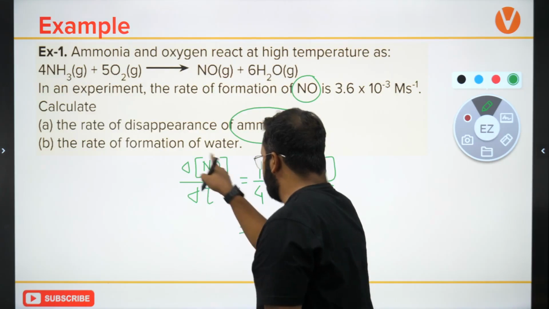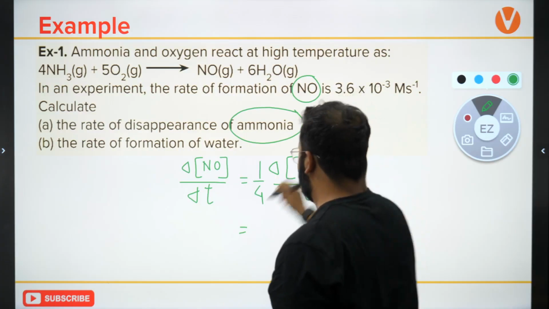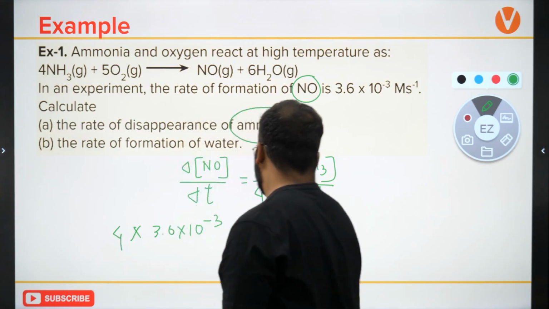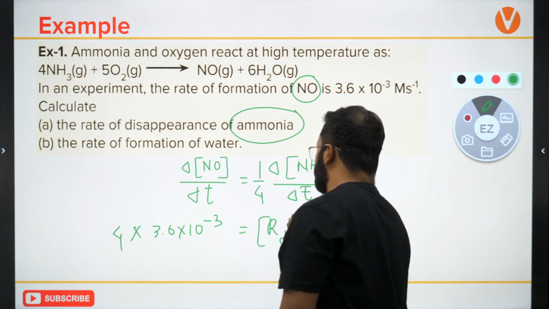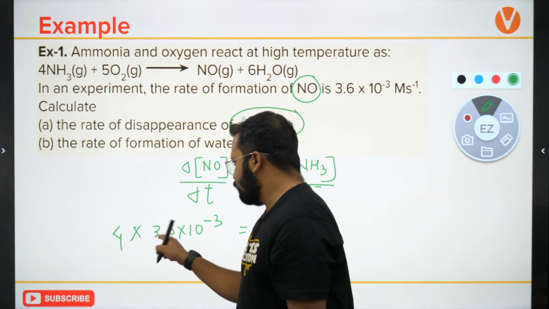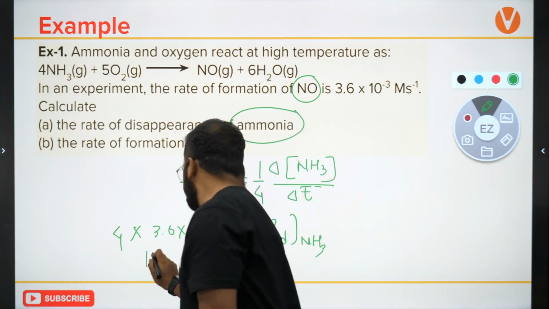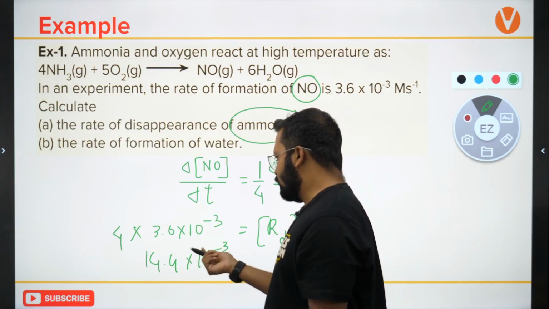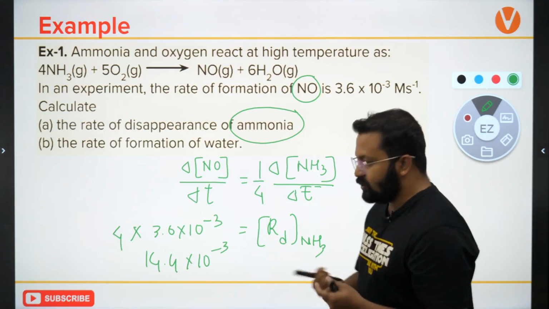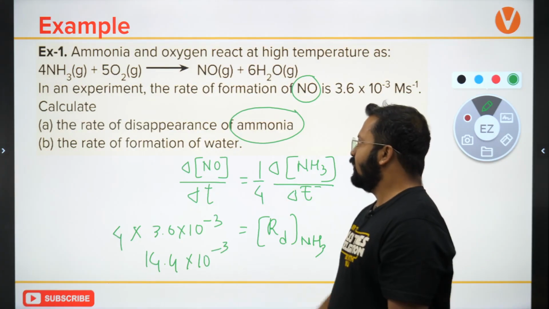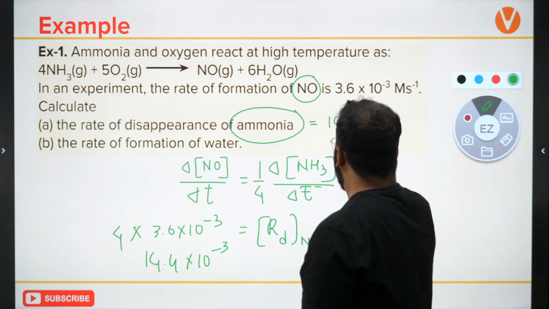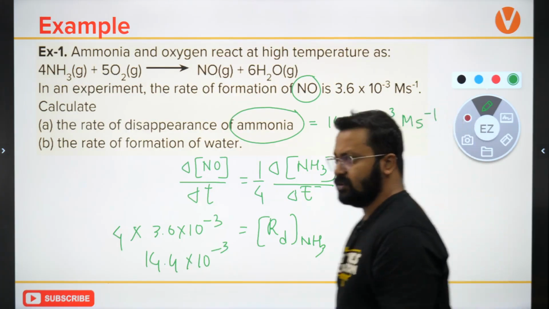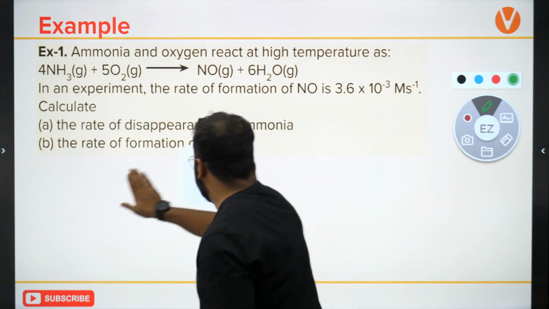So what is given is that this rate of formation of NO is 3.6 times 10 raised to minus 3. This has to be multiplied by 4 so as to obtain the rate of disappearance of NH3. The right answer would be 6 4s are 24 and 4 3s are 12, 14.4 times 10 raised to minus 3, or you can also write it as 1.44 आप लिख सकते हैं, 1.44 times 10 raised to minus 2. You can write it in any way possible. So this is the answer for this first question. I'm just writing 14.4 times 10 raised to minus 3, and this unit will be molarity per second inverse.